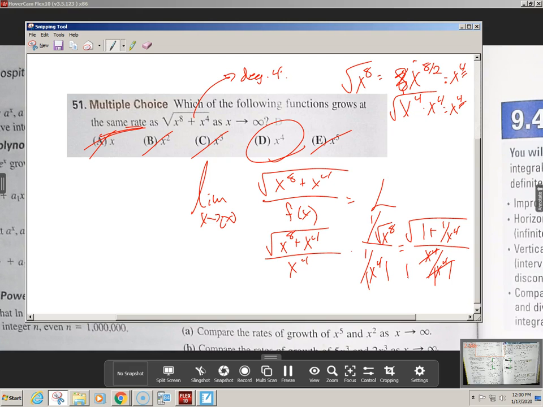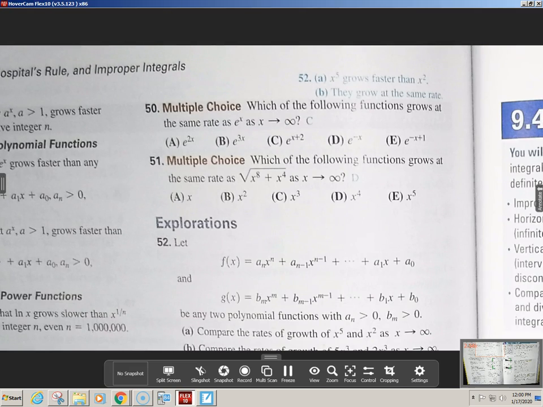Anything else besides number 51? Oh, wasn't as bad as I thought. Not that it wasn't hard, just that we made it.